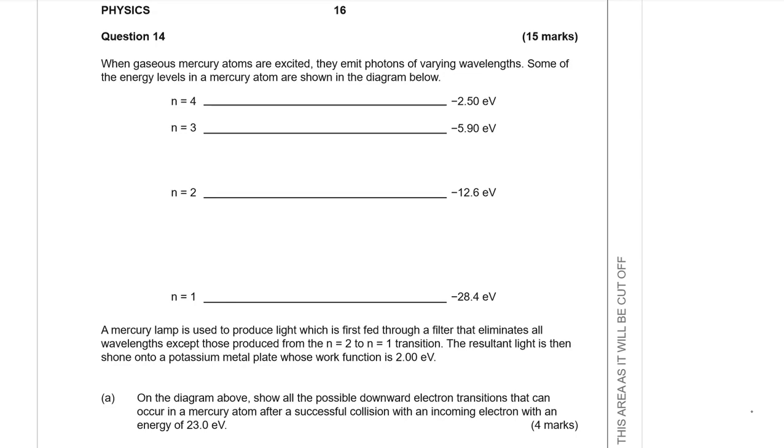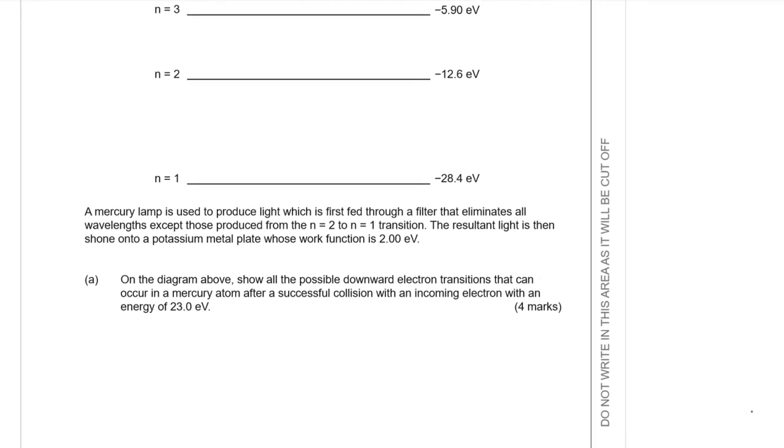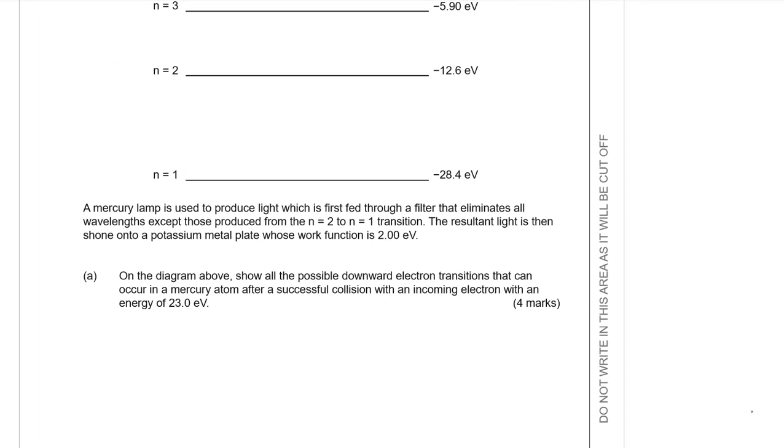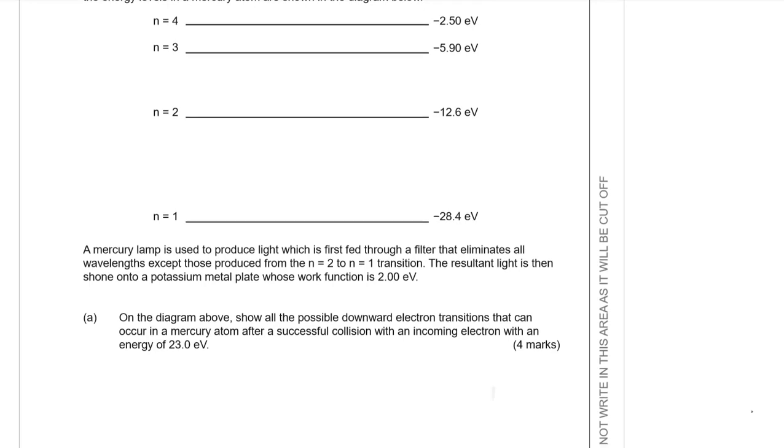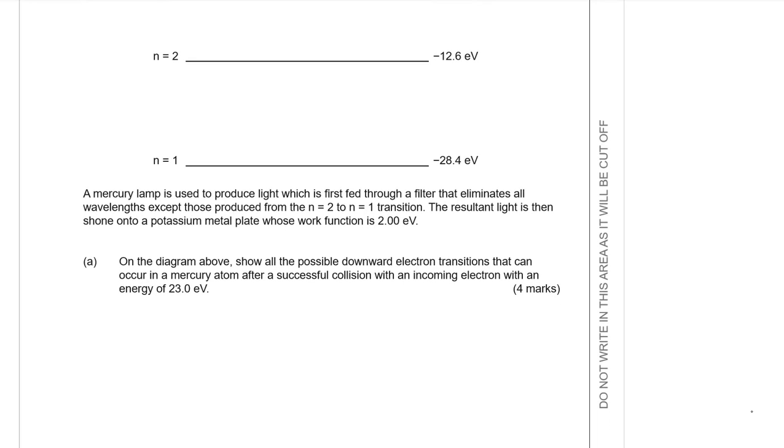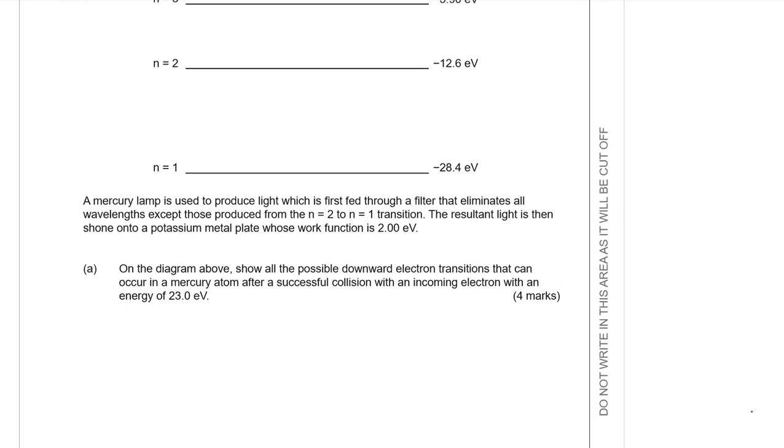Okay, so on to question 14 now. You've got an energy level diagram, and the question's asking if you have a mercury atom, which this energy level diagram represents, and it encounters an electron of energy 23 electron volts. As that atom drops down states, what are the possible states that it could drop down to?